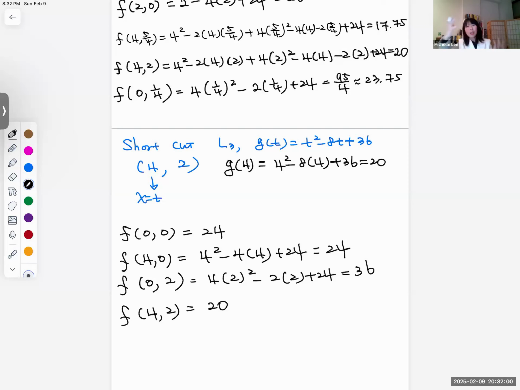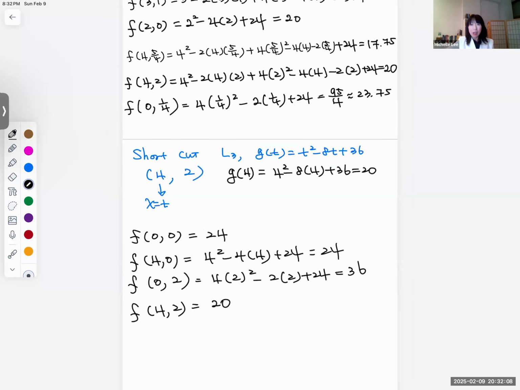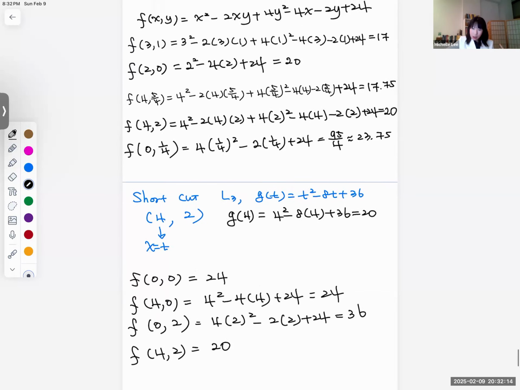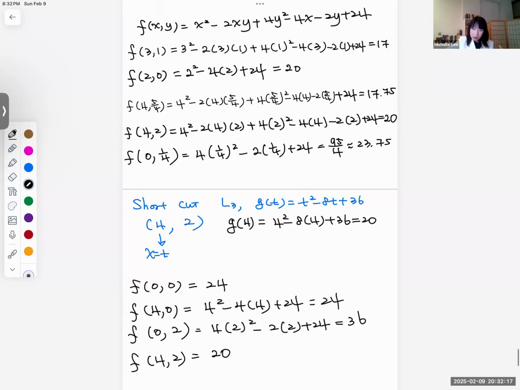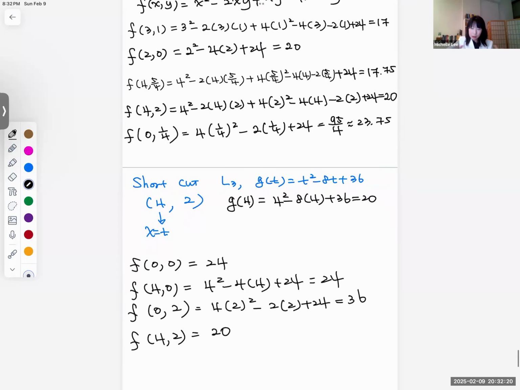All right, so we're looking at all the function values. What do you get? Which one is the highest, and which is the lowest? Okay, let's talk about the highest one first. From here: 17, 20, 17.75, 20, 23.75, 24, 24, 36, 20. So 36. This is the absolute maximum.